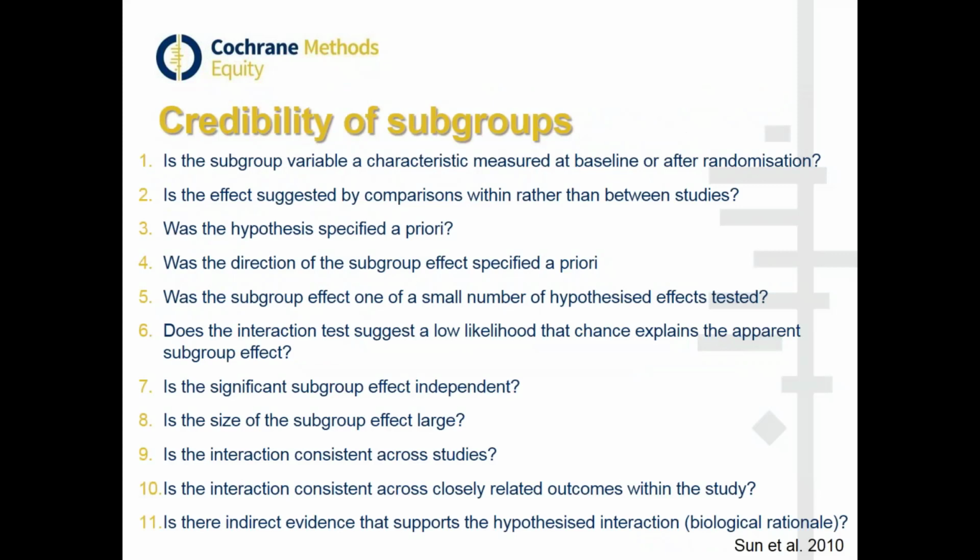And then just again, a caution about subgroups is there's a lot of reasons that people don't believe in them. So you should look at this paper by Sun and colleagues that has 11 criteria for assessing the credibility of subgroups, so that you would think about things like whether the direction of the subgroup has been specified, whether the subgroup effect is independent, and if the interaction is consistent across studies.